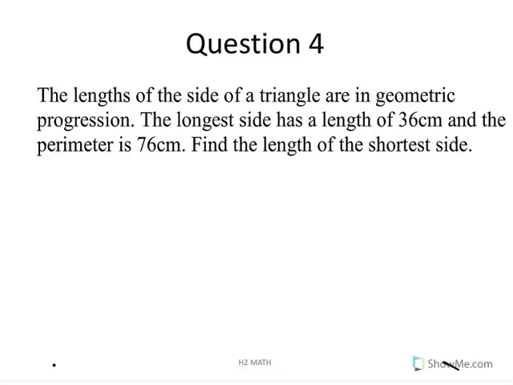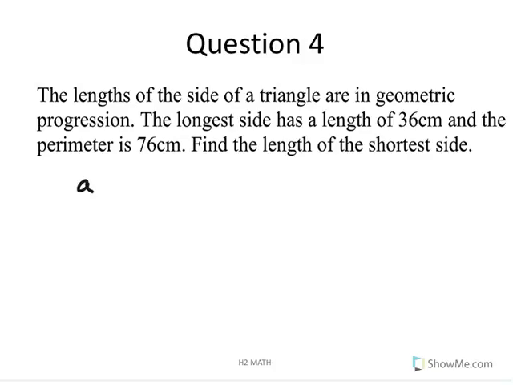The lengths of the sides of a triangle are in geometric progression. The longest side has a length of 36 cm and the perimeter is 76. Find the length of the shorter side. So what we can do is put A, the longer side. Inside a triangle there can only be 3 terms, right?